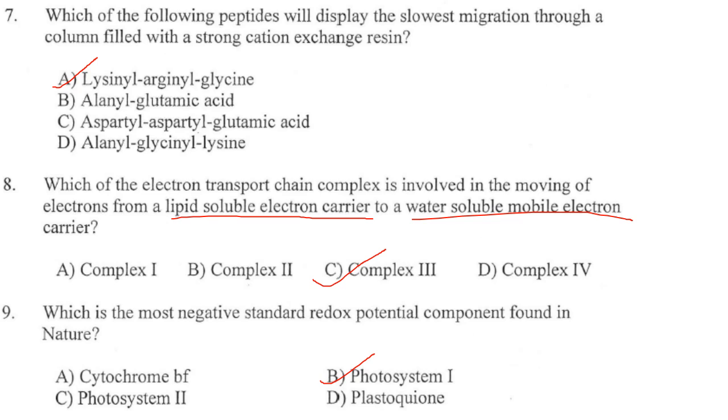Answer is option C. Then next one. Which is the most negative standard redox potential component found in nature? It is photosystem 1. Answer is B.